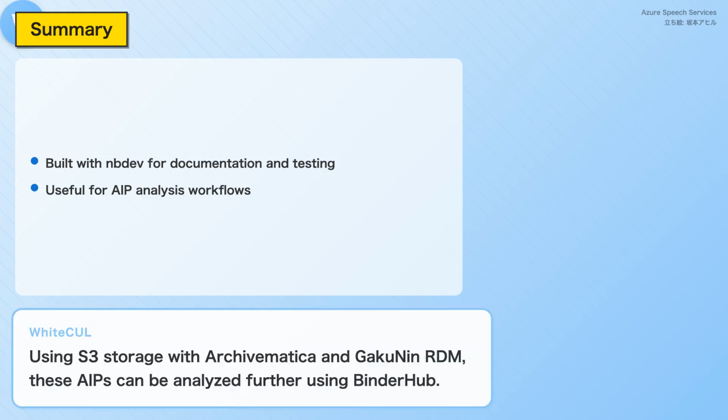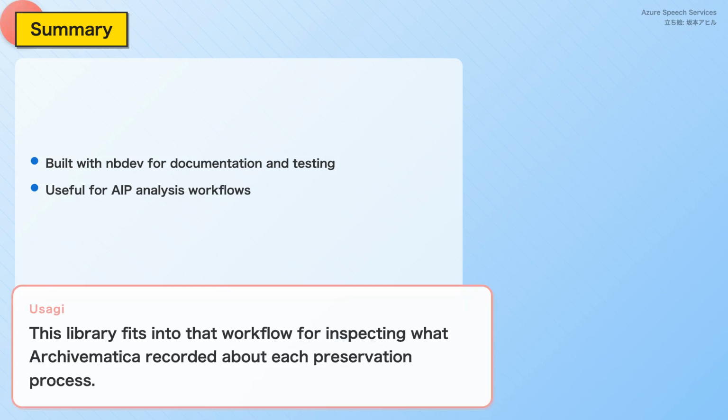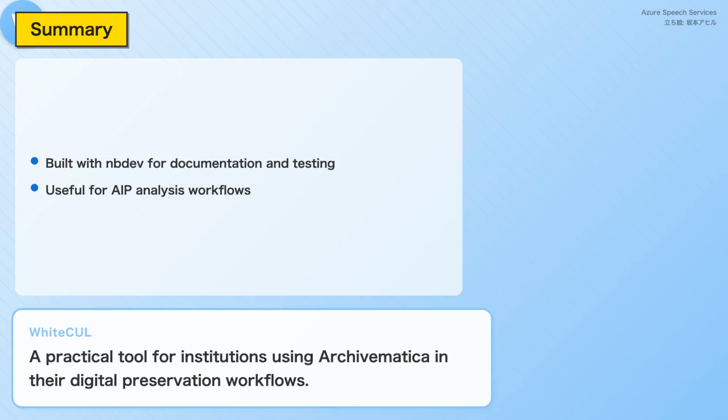Using S3 storage with Archivematica and Gakunin RDM, these AIPs can be analyzed further using BinderHub. This library fits into that workflow for inspecting what Archivematica recorded about each preservation process. A practical tool for institutions using Archivematica in their digital preservation workflows.